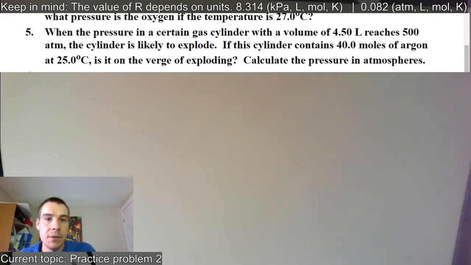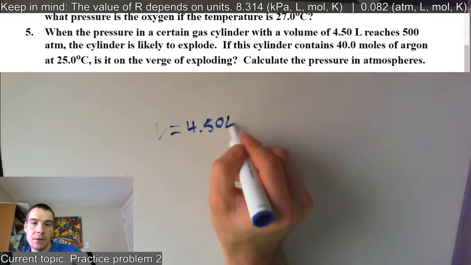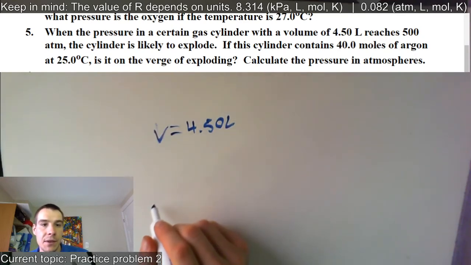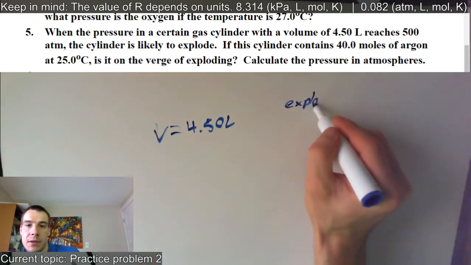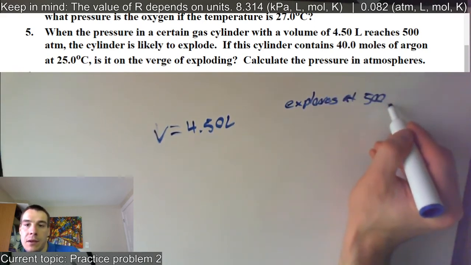Practice problem number 2. When the pressure in a certain gas cylinder with a volume of 4.5 liters, oh hey, we have a number, volume of 4.5 liters, V equals 4.50 liters. That's a volume. Reaches 500 atmospheres, the cylinder is likely to explode. So let's write that. Explodes at 500 atmospheres.